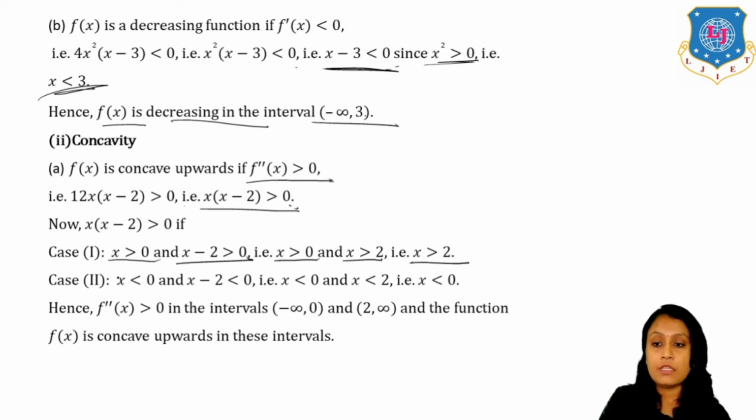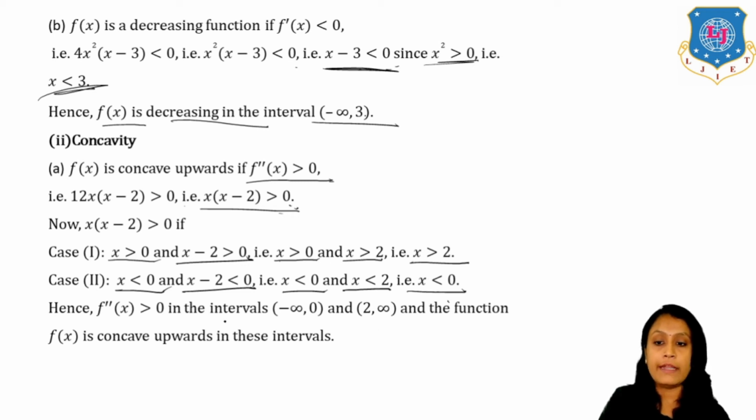Now the second case is if x is less than 0 and x - 2 is less than 0. Both are less than 0. Then this whole quantity will be greater than 0. So from this we can say that x is less than 0 and x is less than 2. So using this we can say that x is less than 0.